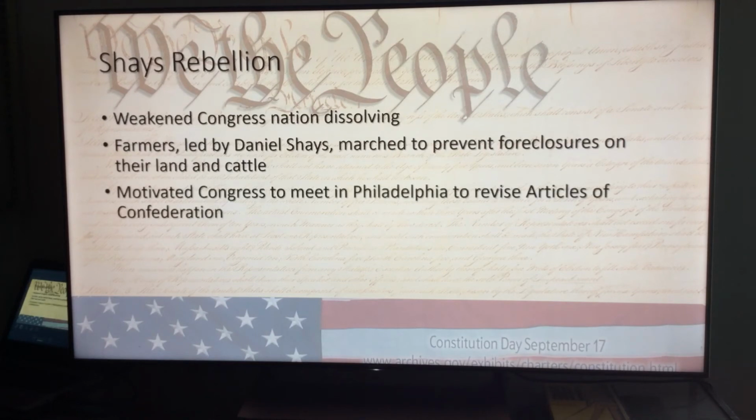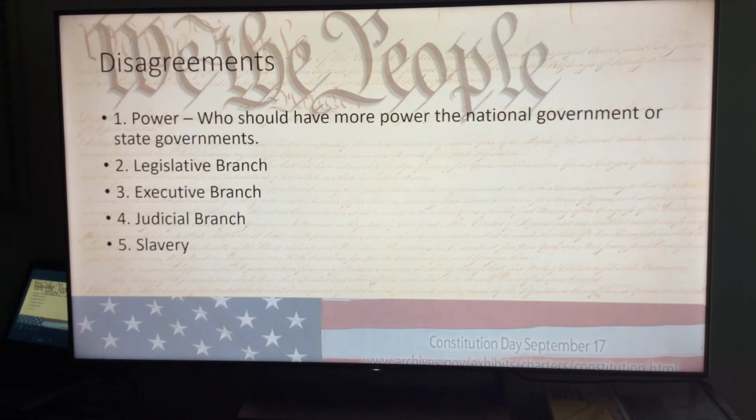Fortunately or unfortunately, the rebellion didn't work. It was put down, but it pushed the founders to set up a new form of government. And hopefully it change the Articles of Confederation.